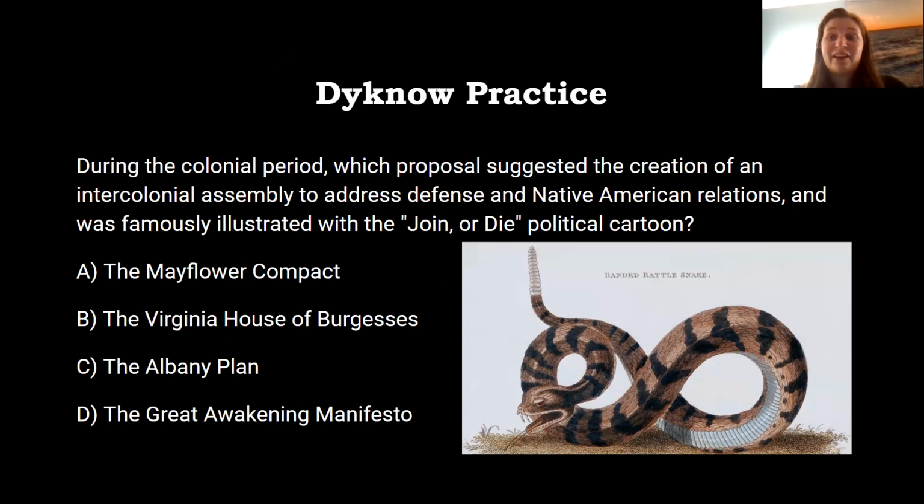So before we go to that, let's do a quick little multiple choice practice. If you're in class, I'll send you this practice on your Chromebook to try out. It says, during the colonial period, which proposal suggested the creation of an intercolonial assembly to address defense and Native American relations, and was famously illustrated with the Join or Die political cartoon? So this is something that we just talked about. So go ahead and pause, think about it to yourself.